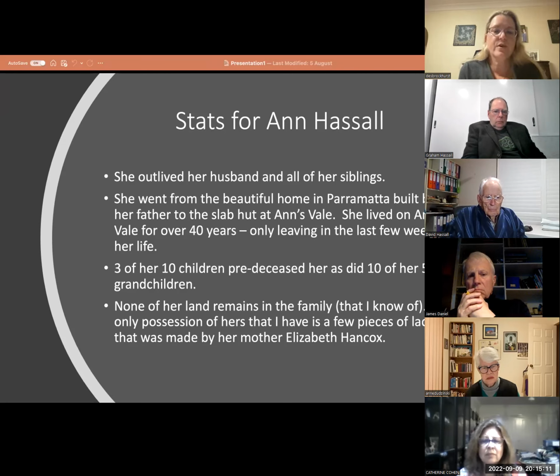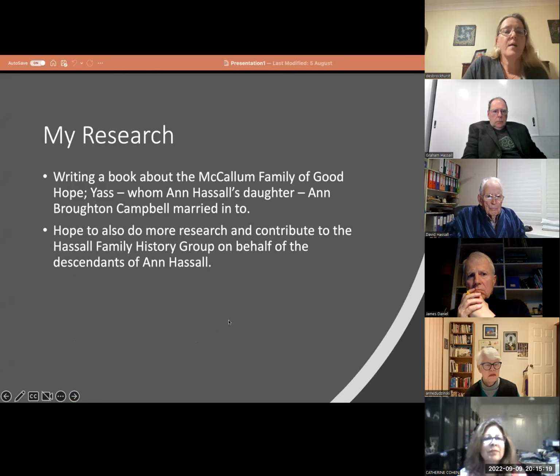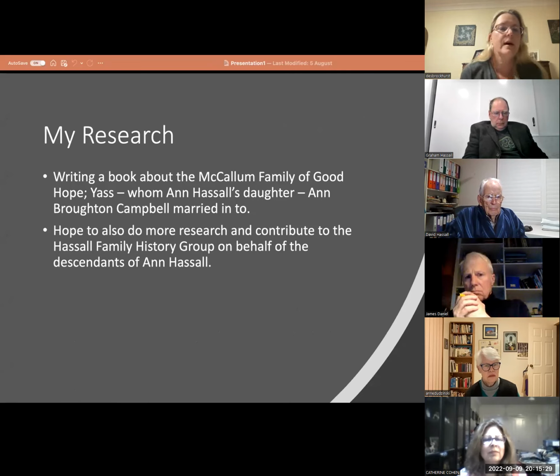The only possession of hers that I have is a few pieces of lace that was made by her mother, Elizabeth Hancock. My research, I'm hoping to write a book about the McCallum family of Good Hope, whom Anne Hassall's daughter, Anne Broughton Campbell, married into. I also hope to do some more research and contribute to the Hassall Family History Group on behalf of the descendants of Anne Hassall.